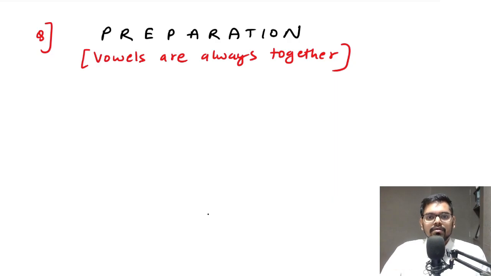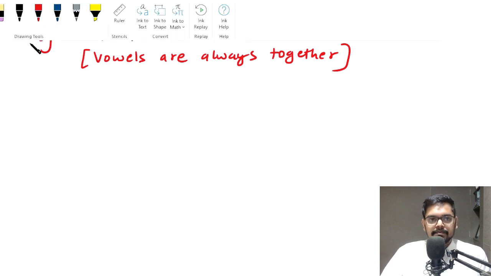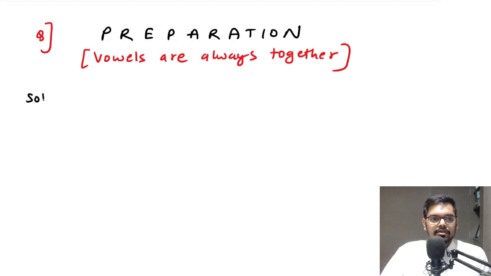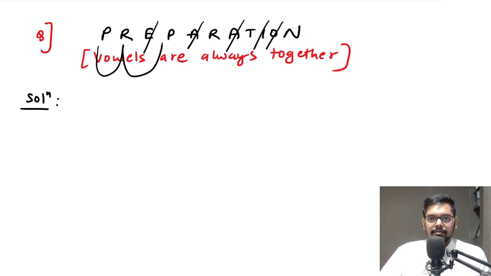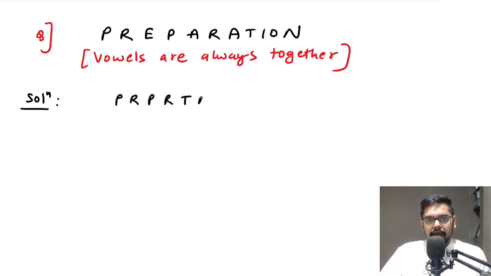We have the word preparation, which has so many letters. Here same concept, vowels should be together. Tell me what is the answer. Now I know a lot of students will make mistakes here, but I also know you know the concept right now. First of all, you will mark the vowels E, A, I, O and A also here. Recheck, no vowels are missed. Yes. Then consonants are P, R, P, R, T, N. So first you are going to write the consonants P, R, P, R, T, N. Then you are going to write the vowels, which are E, A, I, O.